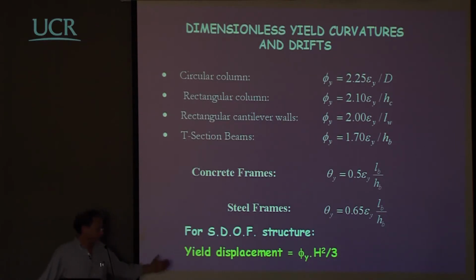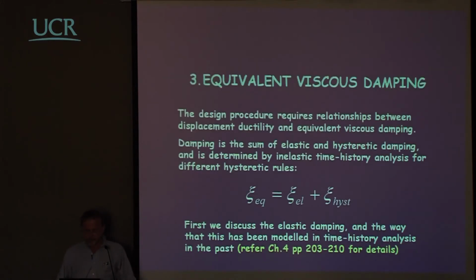And then if the structure is a real single degree of freedom, which is free at the top, then you can immediately find out what the yield displacement will be. If the structure is still a single degree of freedom structure, but has a different kind of constraint or restraint, then the integration, of course, gives different values.